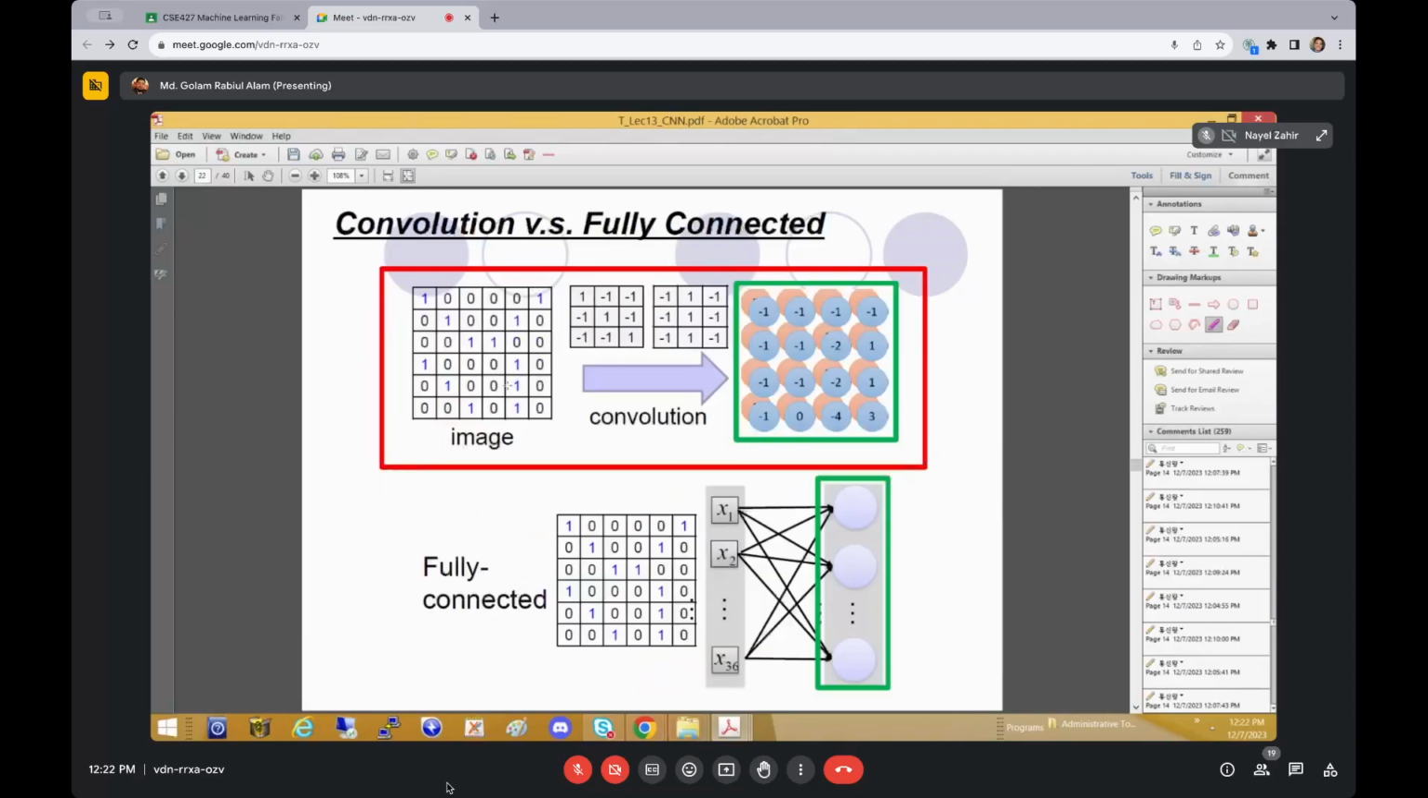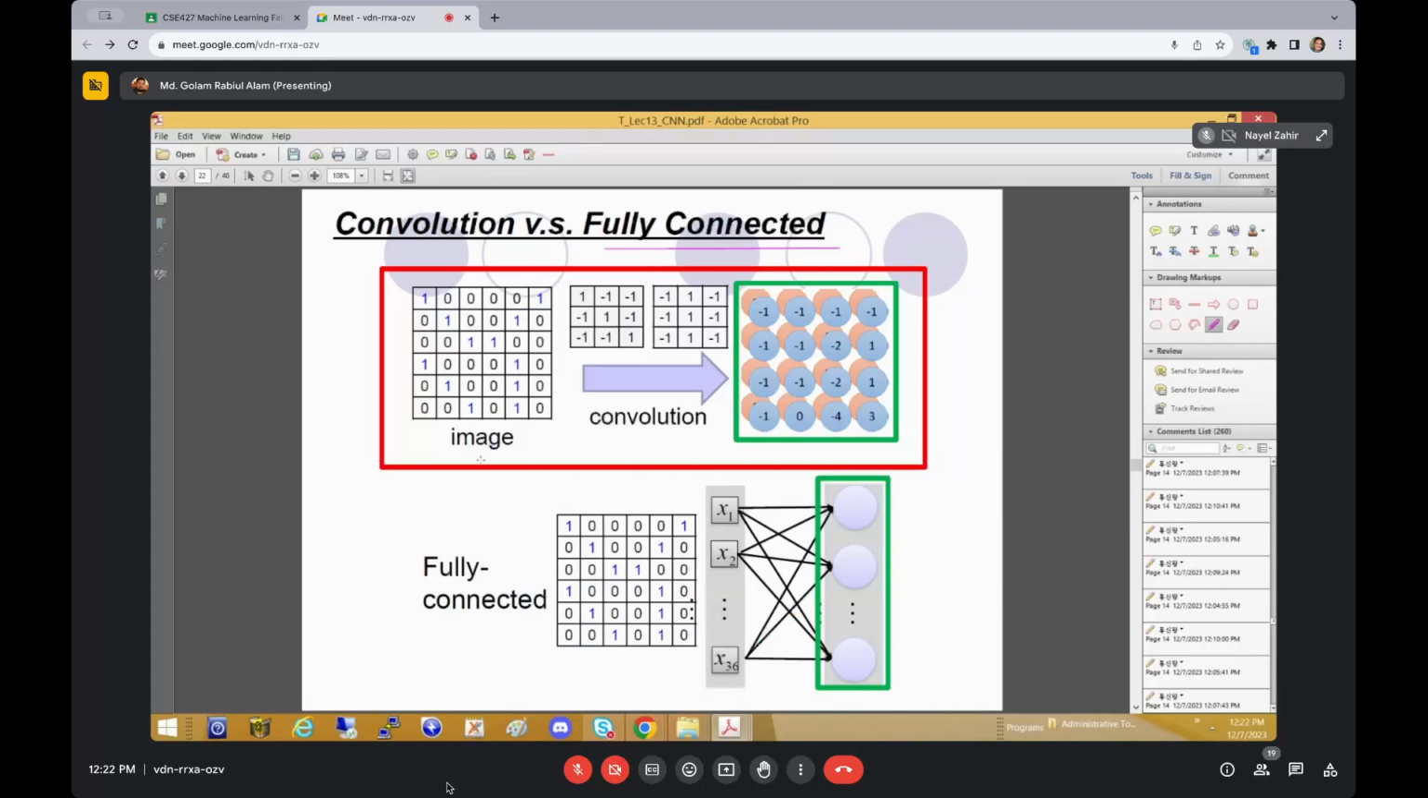Now the next thing we need to consider is convolution versus fully connected. At the beginning of this lecture, I discussed the benefit of the convolution operation over our traditional fully connected neural networks, or deep neural network architecture. So we need to understand the benefits.